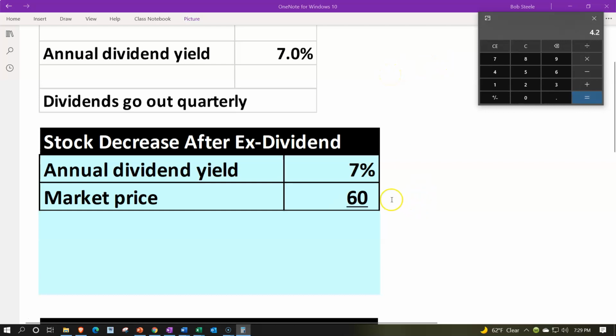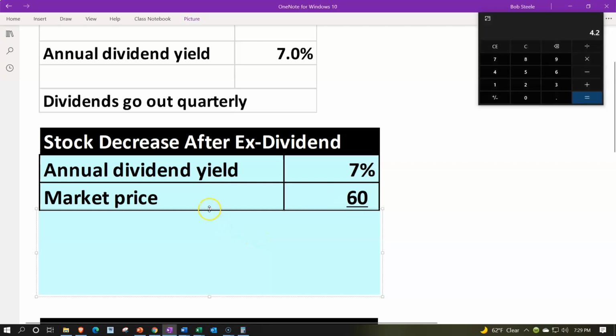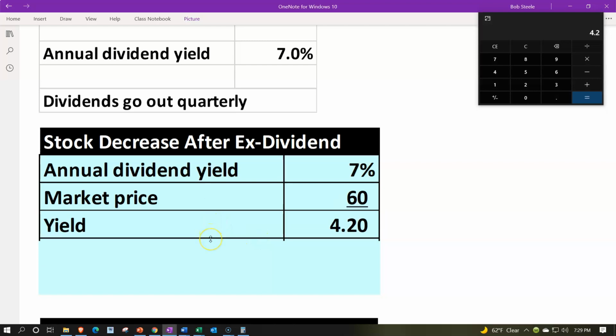Remember that the $60, of course, is the market price. It's not something that's in the company. That's a market thing determined by the market. And if we had a publicly traded company, it would be readily available to us. We're taking the 60 times the 7% yield, giving us $4.20.